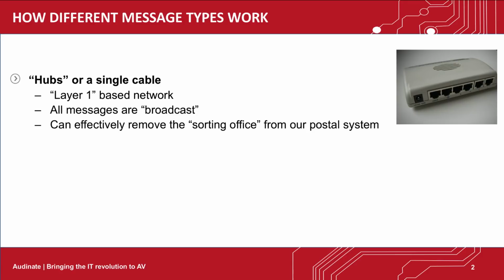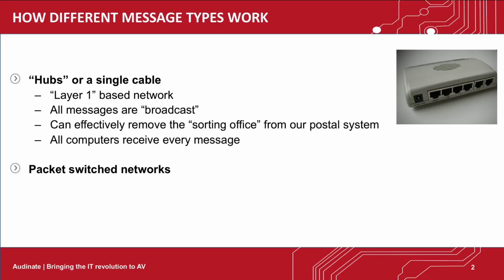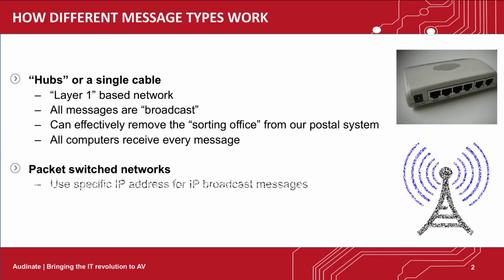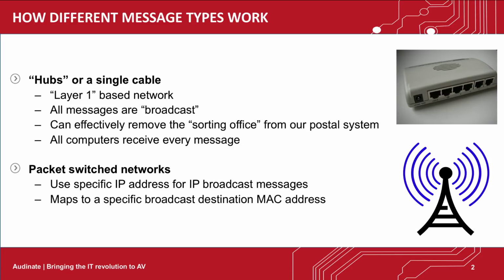As we saw from the encapsulation process, we can very precisely address a message. All computers therefore receive every message and have to discard anything that they are not interested in themselves. Packet switch networks use a specific IP address for IP broadcast messages that map to a specific broadcast destination MAC address. In order for this to be useful, we need something in the network to sort the mail.